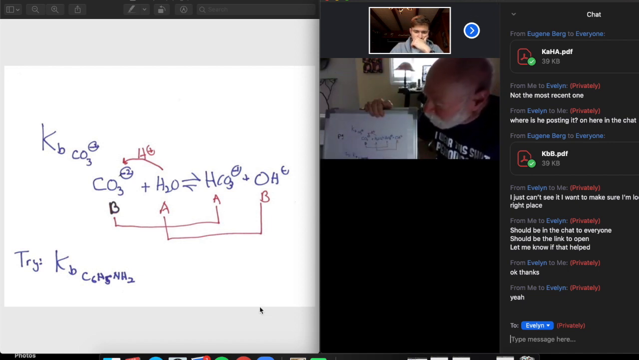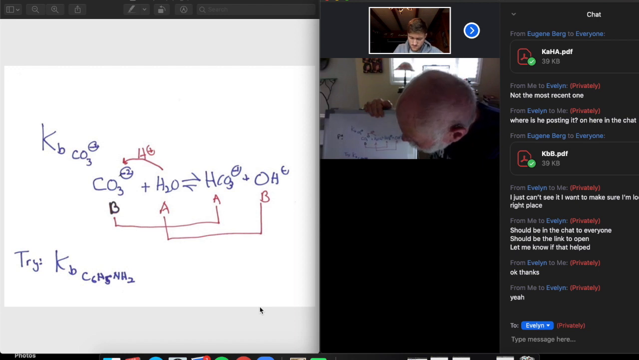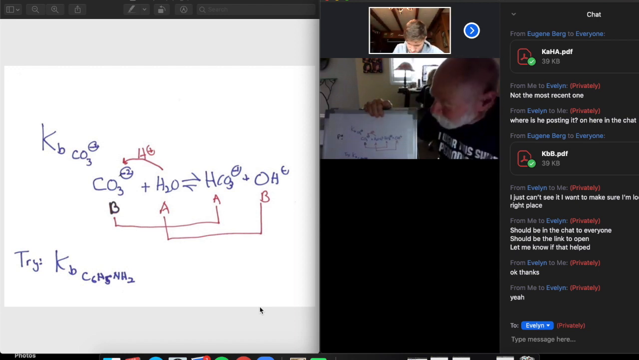Now, let me give you a moment to try this one on your own. Write the K sub B reaction for this chemical here. The chemical is C6H5NH2. So we're giving you the formula for the base. Your goal is to put it in water and see if you can write down the products.